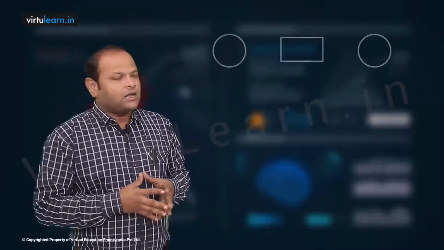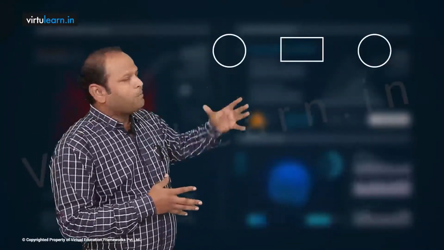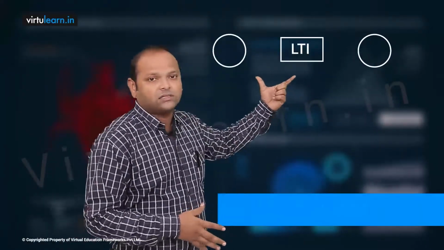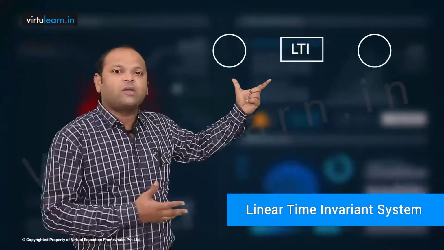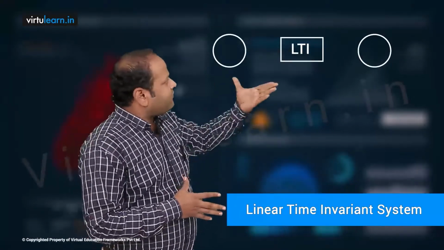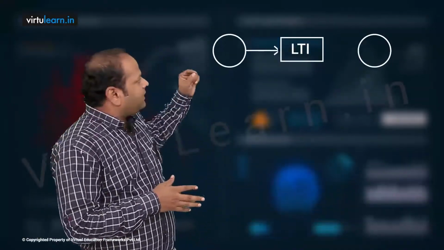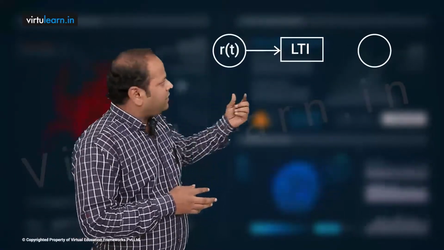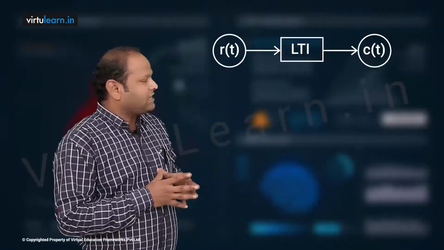Now, to understand the time response analysis, let us take this simple system where I have an LTI system, which means linear time invariant system, and for this system I am connecting one input, R of t, and the output of the system is C of t.